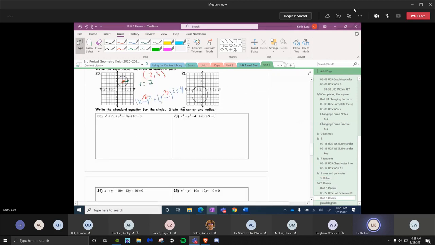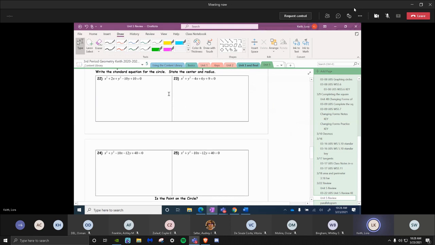Okay, so let's try number 22. So we're writing the standard equation from general form. So you're going from general to standard. My first step is to look at the number beside x squared. If it's anything other than 1, let's say it's 2, you would divide by that number first before you did anything. So you divide all of it by 2. But since it's just 1, we don't have to do anything. So my next step is to move the constant over. So I'm going to subtract 10 from both sides.